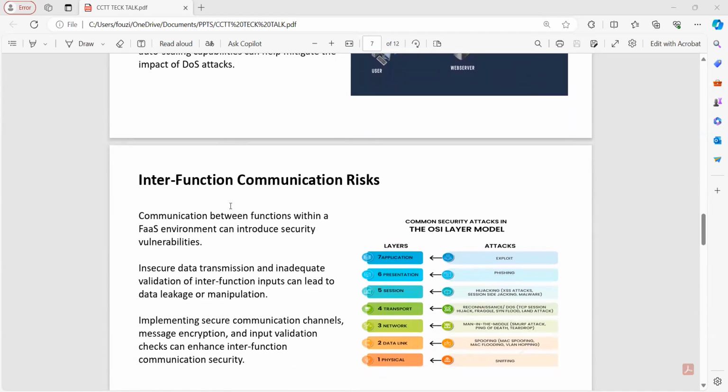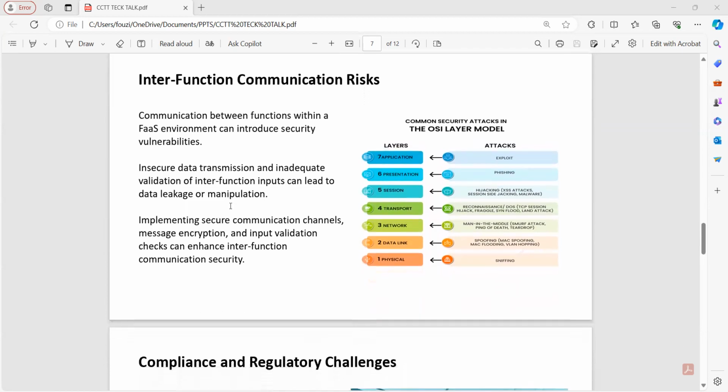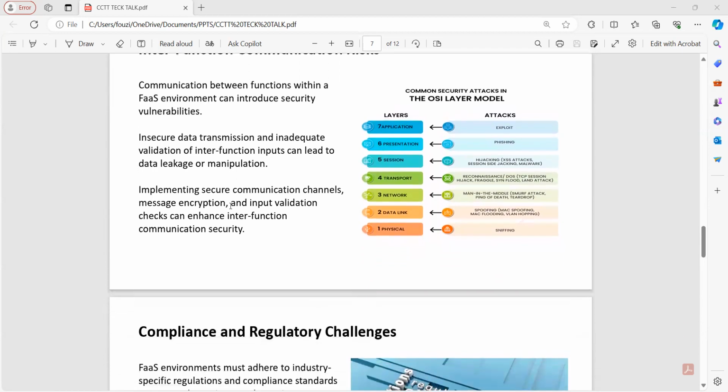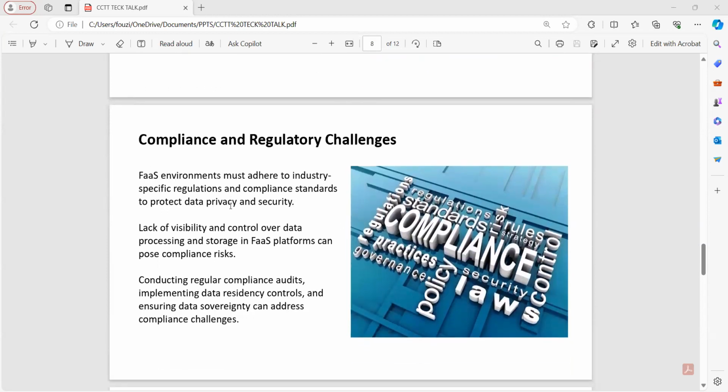Inter-function communication risk. Communication between functions within a FaaS environment can introduce security vulnerabilities. Insecure data transmission and inadequate validation of inter-function inputs can lead to data leakage or manipulation. Implementing secure communication channels, message encryption, and input validation checks can enhance inter-function communication security.